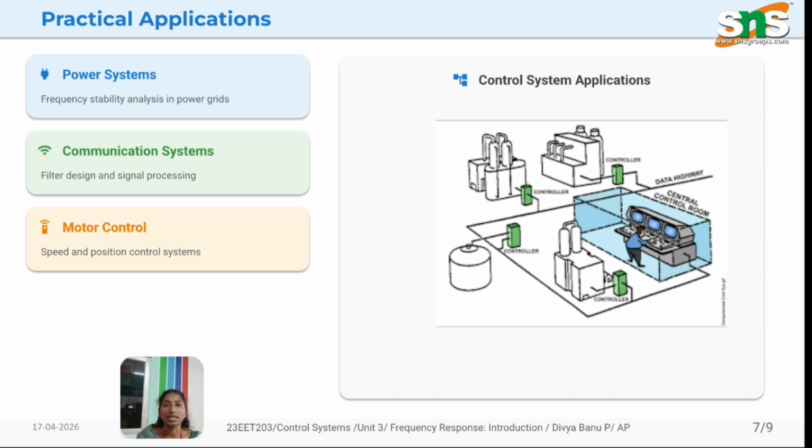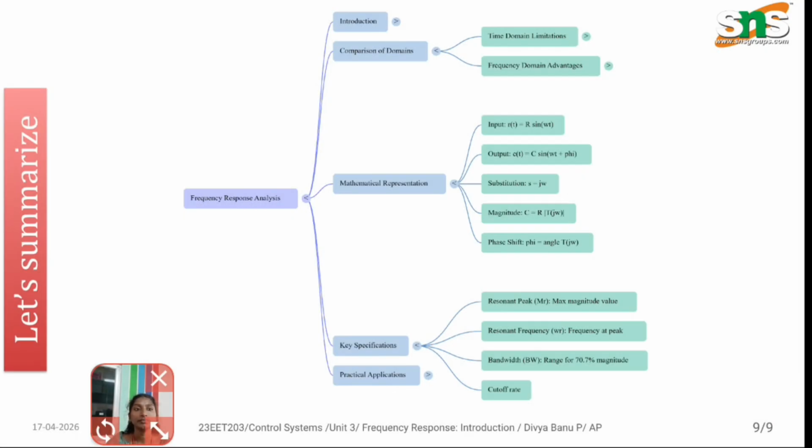And coming to the practical applications, mainly it deals with power systems, like frequency stability analysis in power grids; in communication, filter design and signal processing; and in motor control, speed and position control systems. All these play major practical roles in the system.